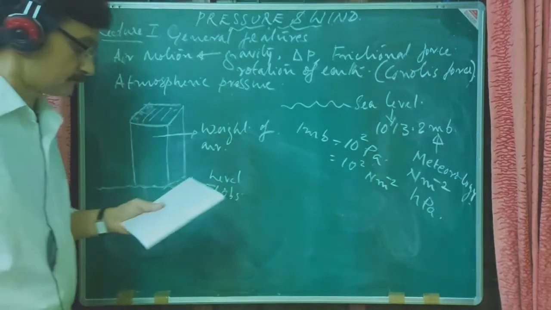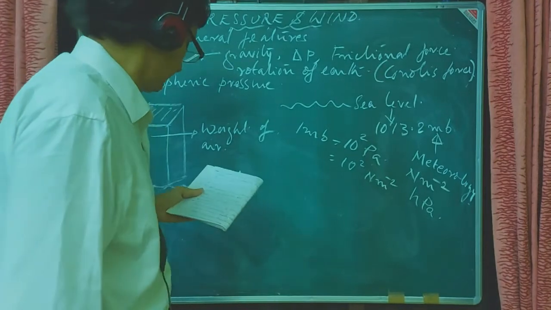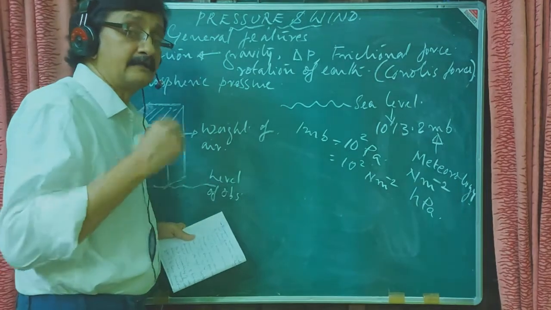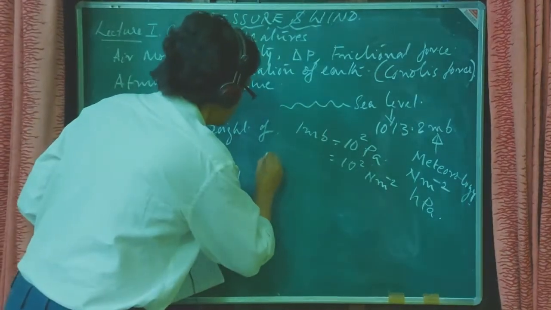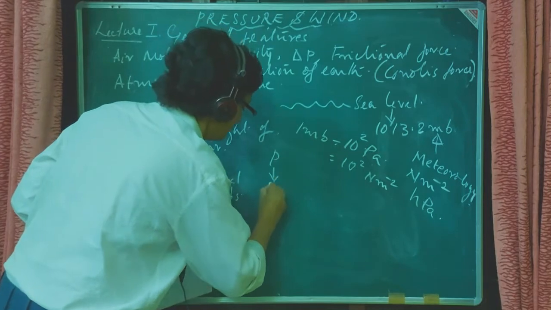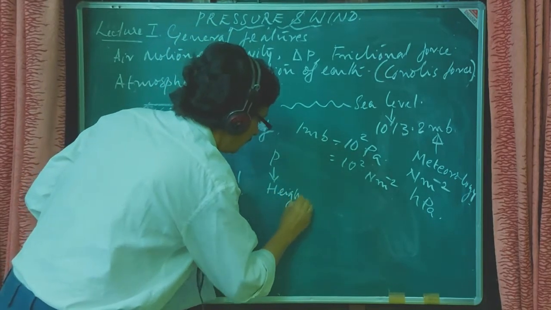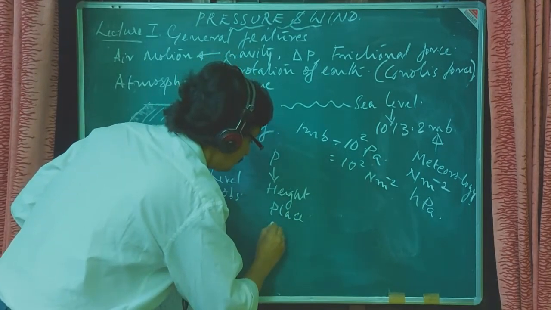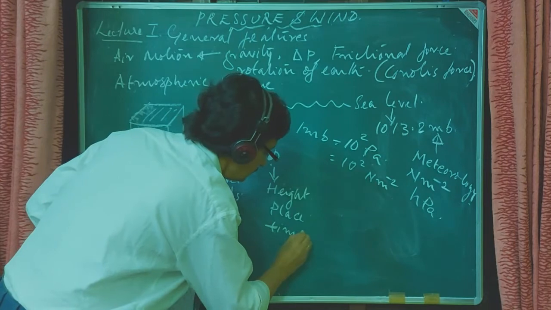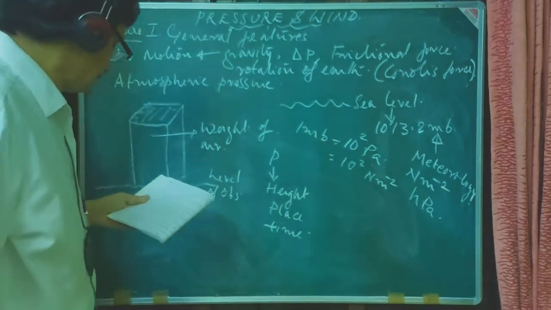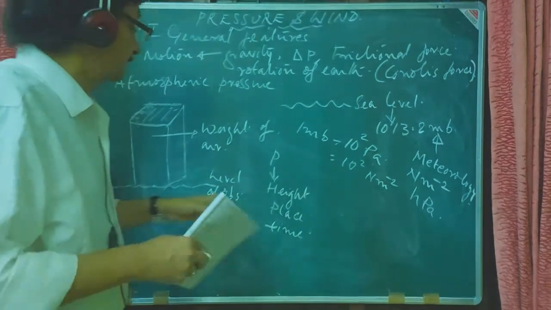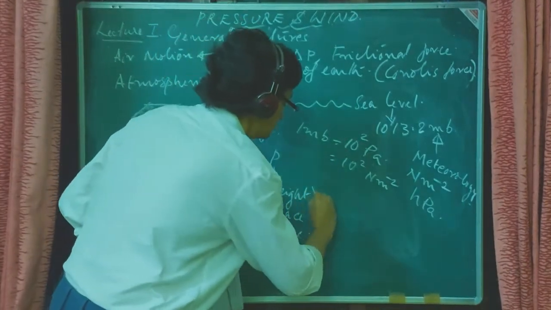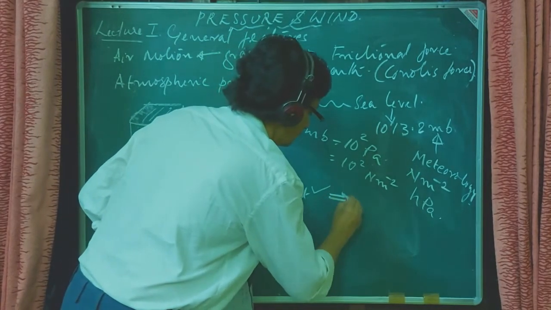And we must know atmospheric pressure varies with height, from place to place and even from time to time. That is, atmospheric pressure varies with height, place and time of the day. But among all this, what we can see is that variation of pressure with height is the dominant feature.